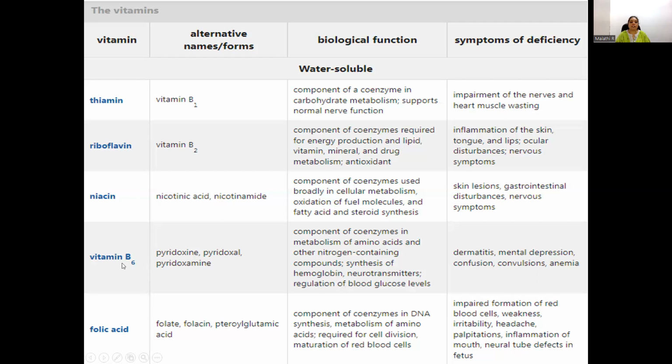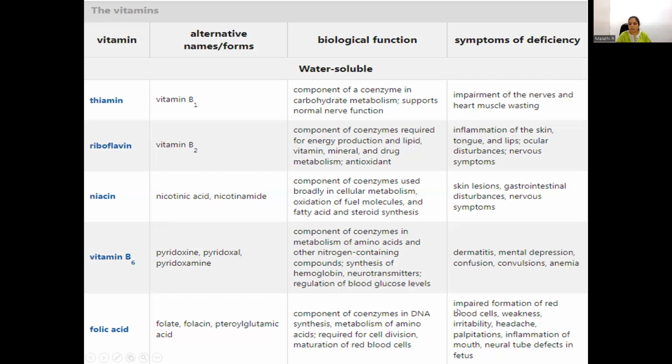The next water soluble vitamin is folic acid. You will be calling this folate, folacin, or pteroylglutamic acid. So these are the other names of folic acid. This is also one of the important components of enzymes and acts as a coenzyme in DNA synthesis and also in the metabolism of amino acids. This is required for cell division and maturation of RBCs.